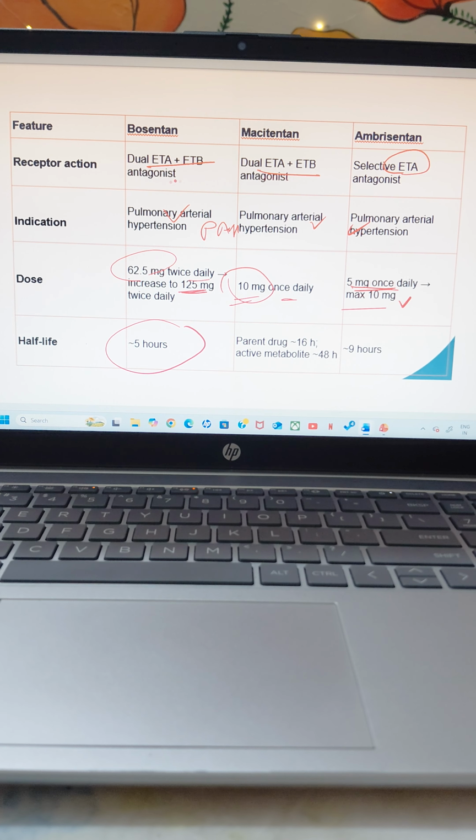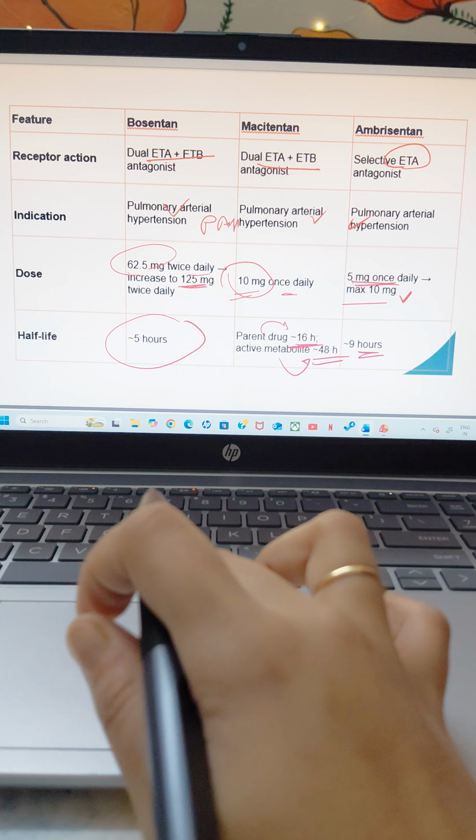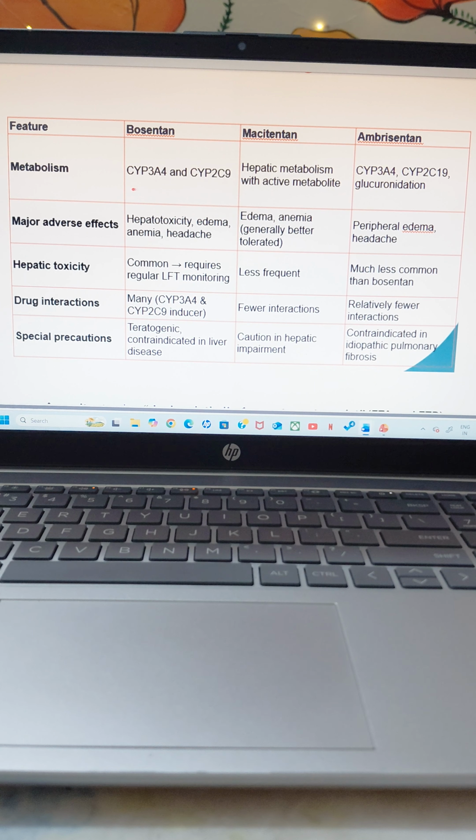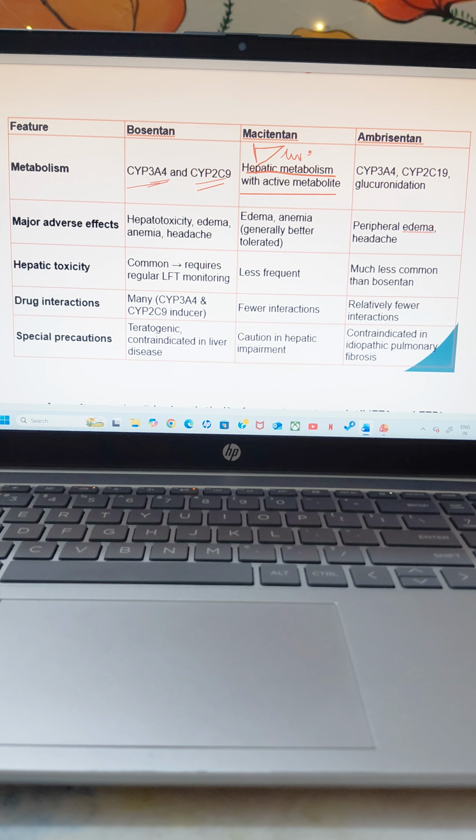Half-life is 5 hours for Bosentan. For Macitentan, it's 16 hours for the parent drug, and for the active metabolite, it's 48 hours. And for Ambrisentan, it's 9 hours. Moving further, if we talk about metabolism, Bosentan is metabolized by CYP3A4 and CYP2C9, whereas Macitentan is metabolized by hepatic metabolism with active metabolites, so it is metabolized by the liver. Ambrisentan is metabolized by CYP3A4 and CYP2C19 plus glucuronidation.